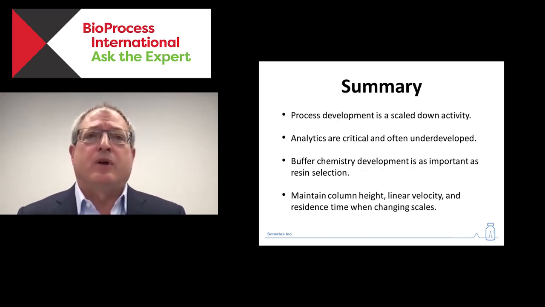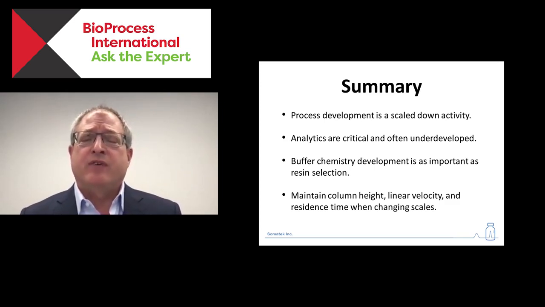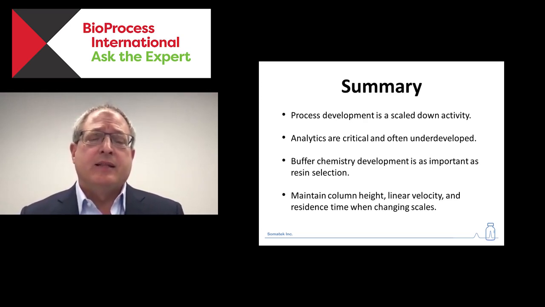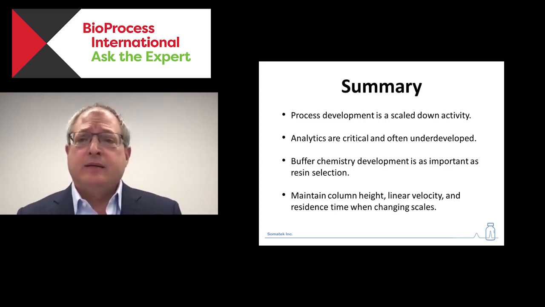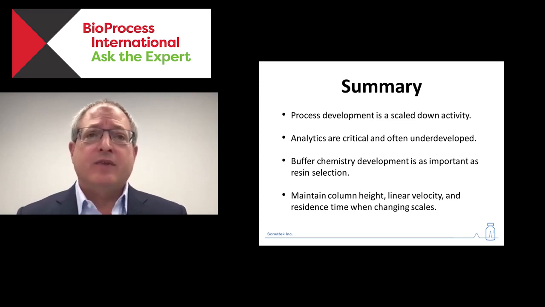And so I just want to summarize. Process development is a scaled-down activity if it's going to go smoothly. Analytics are critical. I don't think I talked much about buffer chemistries, but once you've got a stationary phase, all the heavy lifting is done with the design of the buffers. And then lastly, critical parameters for scaling to go smoothly are things like maintaining column height, linear velocity, and residence time. And I think that's all I've got.